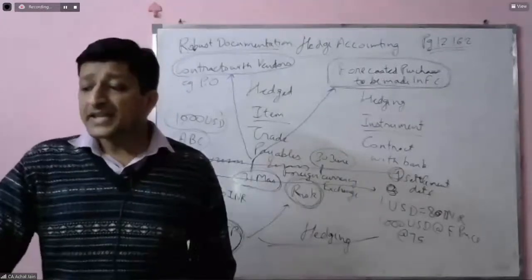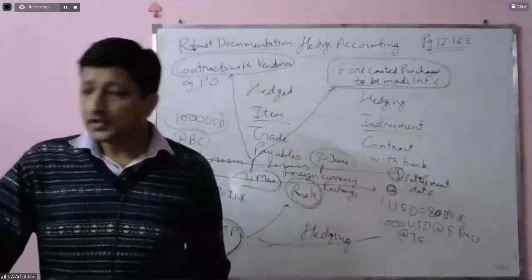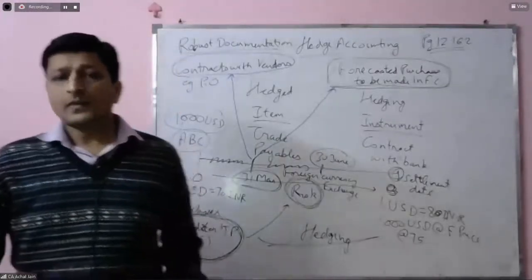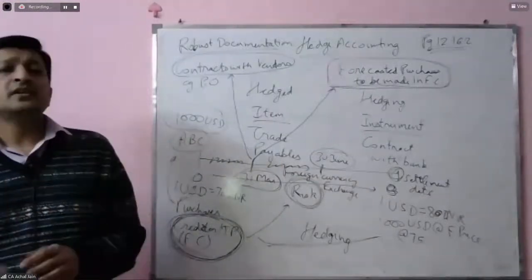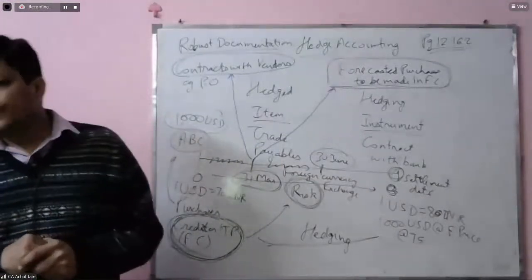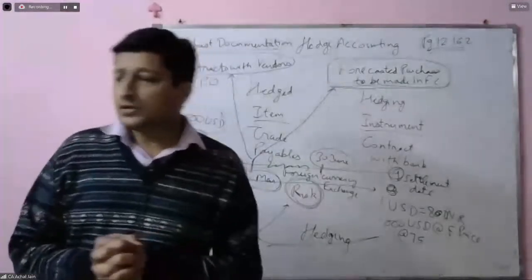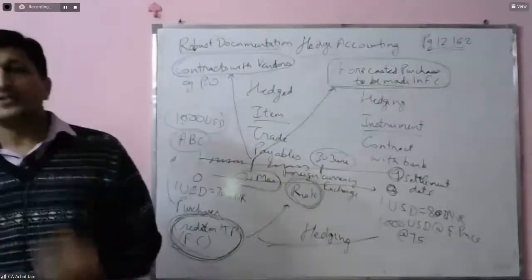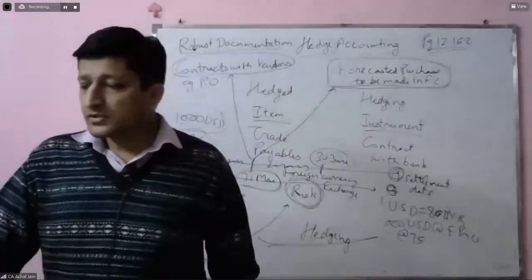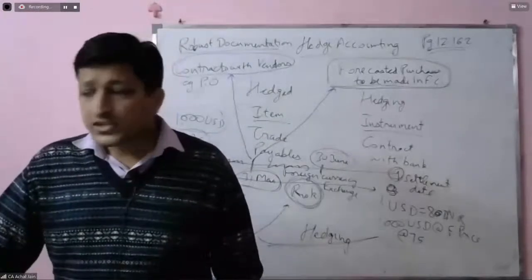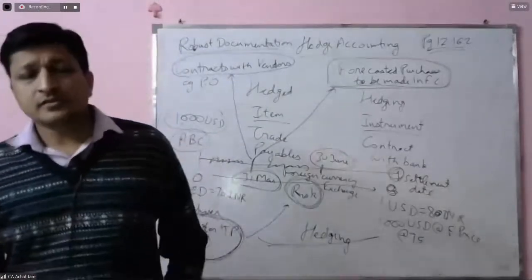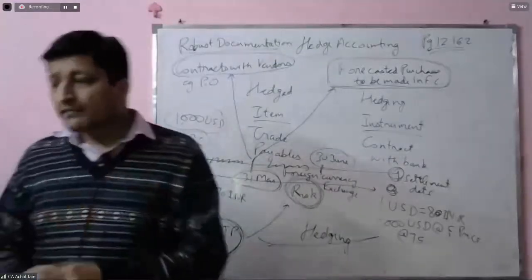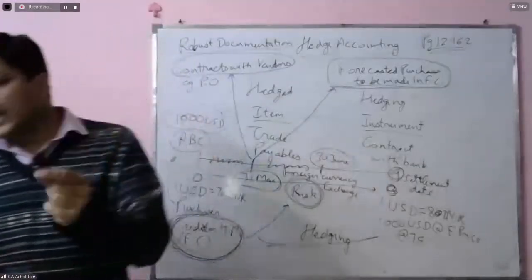An entity applies hedge accounting to hedging relationships that meet the qualifying criteria. There are three types of hedging relationships, three types of hedges: fair value hedge, cash flow hedge, or hedge of net investment in foreign operation. So let's go on to first, fair value hedge. What is a fair value hedge? It's a hedge of the exposures. So what are we trying to hedge? Exposure in fair value of a recognized asset or liability.